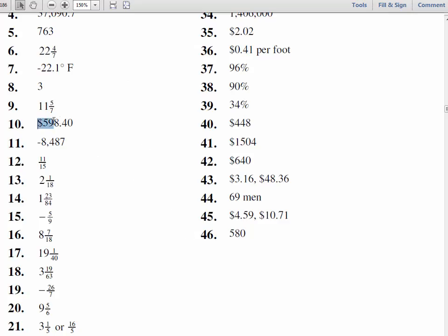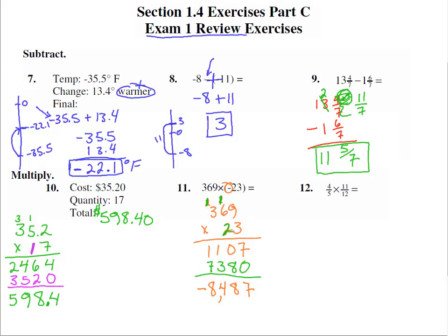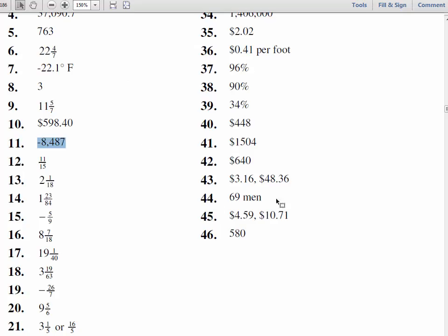Let's check these two answers. Number 10, 598 and 40 cents. And number 11, negative 8,487. Excellent. Number 12. Oh, multiplication of fractions. We like this. 4 times 11 is 44. 5 times 12 is 60. And does this reduce? Yes, it does. And we can actually reduce ahead of time. We could see, hey, there's a 4 up at the top and there's a 4 in the bottom. We're going to reduce this guy by 4. So it'll be 11 out of 15. Check our answer. And there we have 11/15. Excellent.